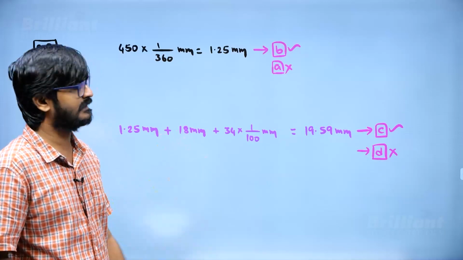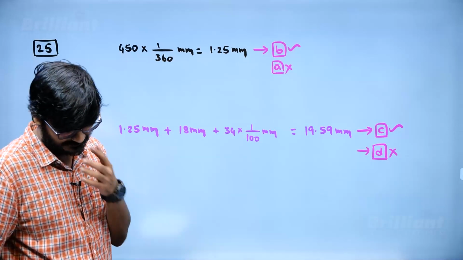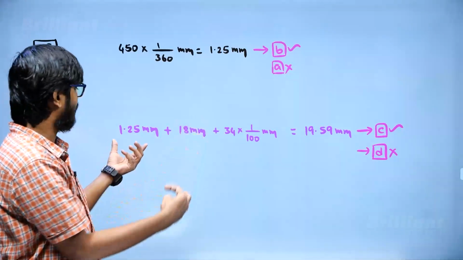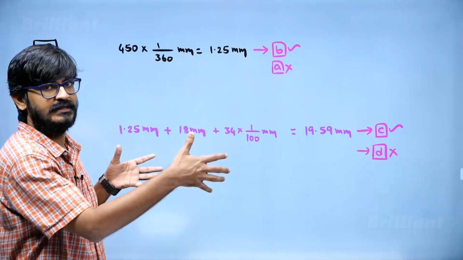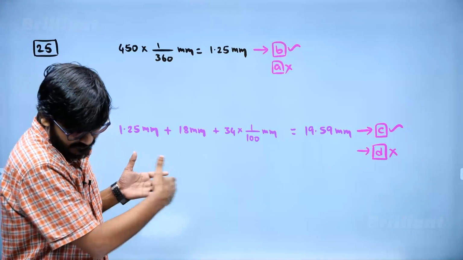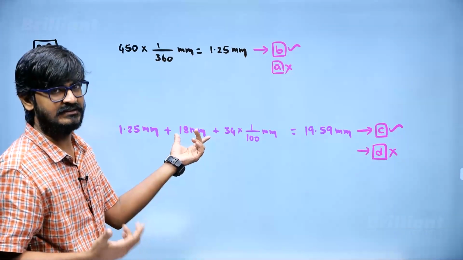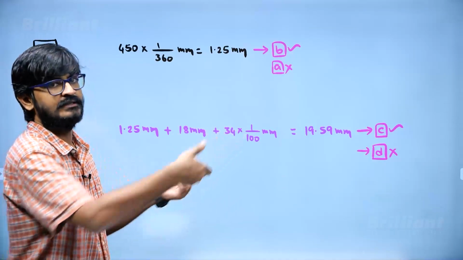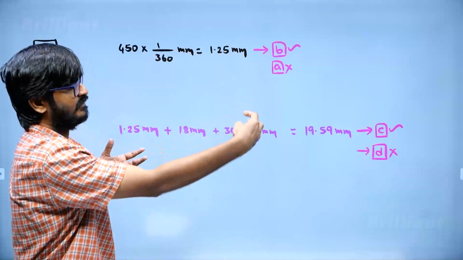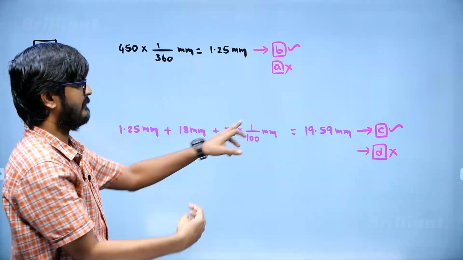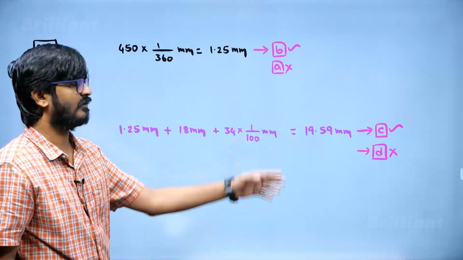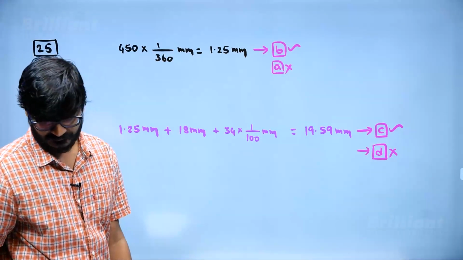Now if you want to find the thickness of the plate, initially you rotated by 1.25 mm, then it looked like a normal scale. From there, you are moving it by 18 mm, because the 18th division is visible. Apart from that, the 34th division of the circular scale is coinciding. For one division it is 1 by 100 mm, so for 34 divisions it is 34 into 1 by 100. When you add all of them, you will get the required answer, right?